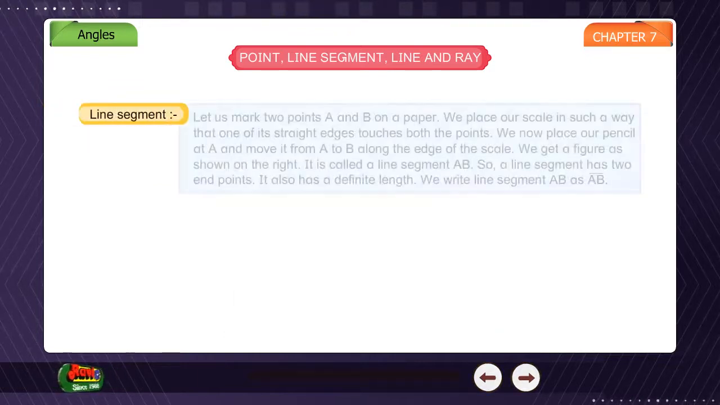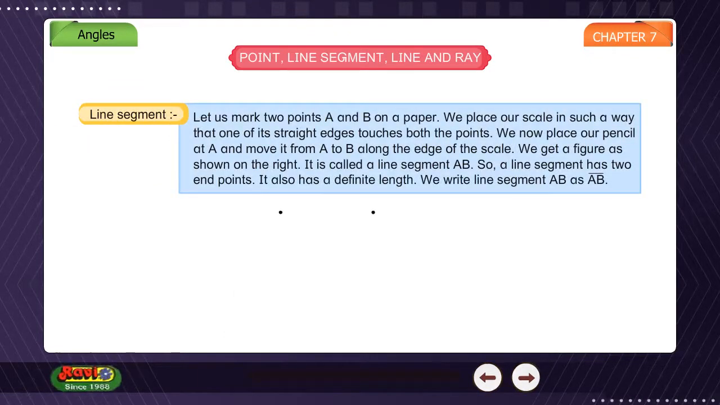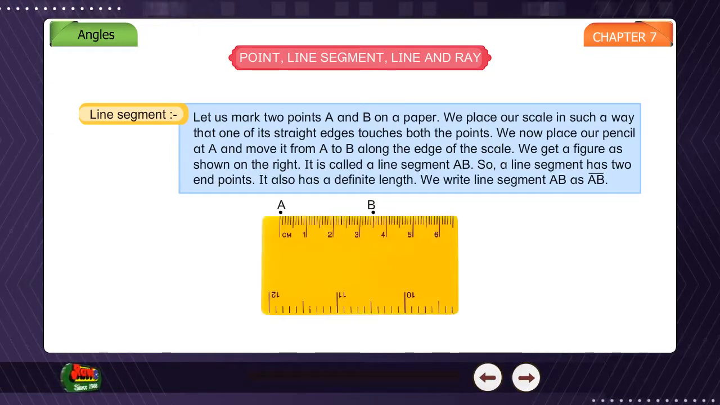Line segment. Let us mark 2 points A and B on a paper. We place our scale in such a way that one of its straight edges touches both the points. We now place our pencil at A and move it from A to B along the edge of the scale. We get a figure as shown on the right. It is called a line segment AB.